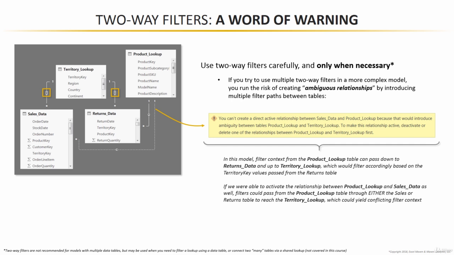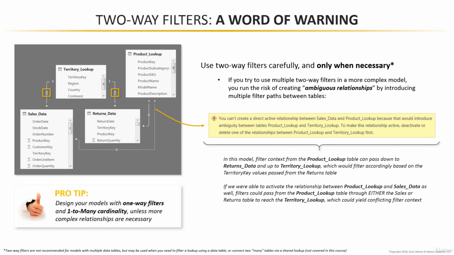So at the end of the day, that's really just a long-winded way of saying we don't want to use two-way filters in our particular model. And as a pro tip, rule of thumb, I'd recommend that you try to design your models with one-way filters and one-to-many cardinality, especially as you're first learning, unless more complex relationships are necessary. So with that, let's take a quick peek at what this actually looks like in the Power BI environment.